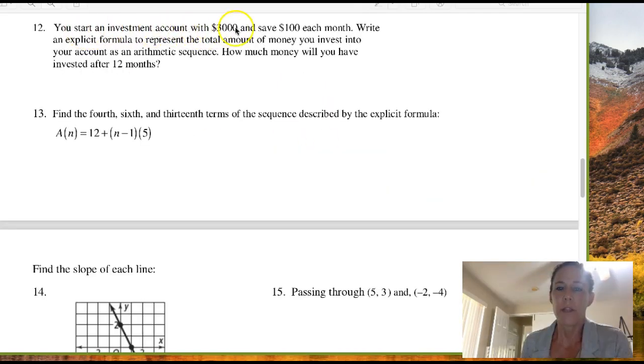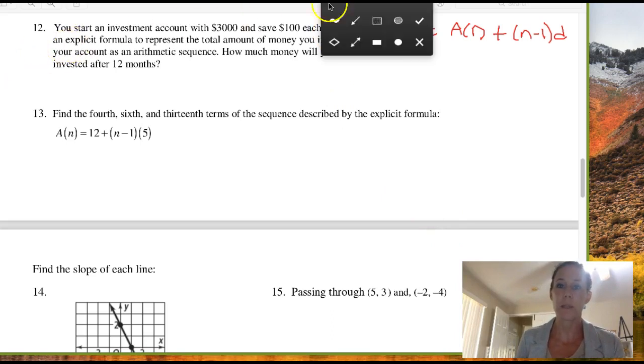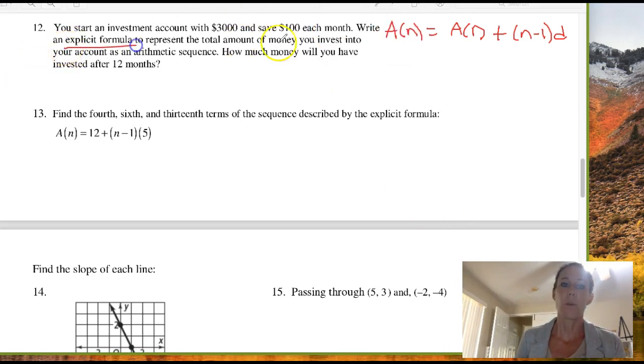Okay, you start an investment account with $3,000. All right, you start an investment account and you have $3,000 and you save $100 each month. That's awesome. So we want to write an explicit formula to represent the total amount of money you invest into your account as an arithmetic sequence. I went ahead and wrote that here. The explicit formula for an arithmetic sequence looks like this.